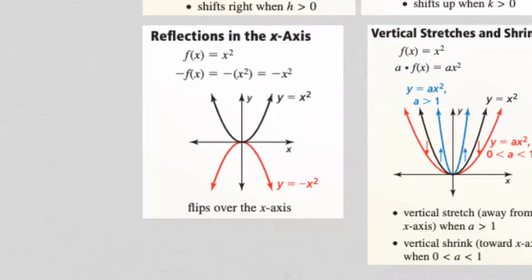So this is reflections in the x-axis. Okay, it puts a negative out in front. If there's parentheses, it's in front of the parentheses. If there's no parentheses, it's just in front of the x squared. And it's just going to flip us over the x-axis. Okay, so we say it's a reflection in the x-axis. And so our graph no longer opens up, it opens down, and the vertex is now the highest point instead of the lowest point.